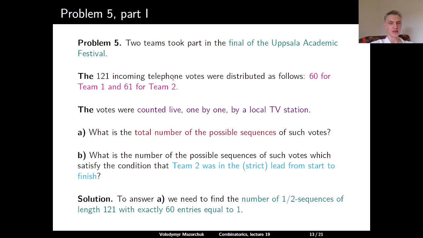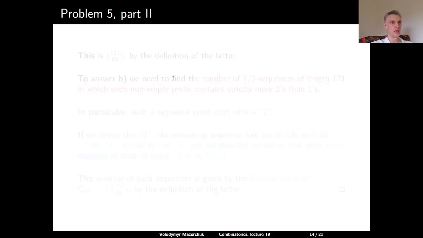Solution. To answer A, we need to find the number of sequences of length 121, where each term of the sequence is either 1 or 2. So it's a vote for Team 1 or a vote for Team 2. And such a sequence should have exactly 60 entries which are equal to 1. By the definition of the binomial coefficient, the number of such sequences is 121 choose 60. We need to choose 60 places for 1 out of 121. And this answers problem A.